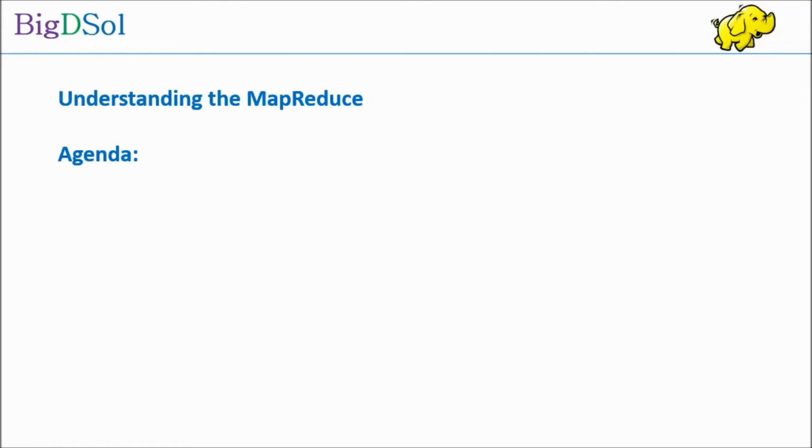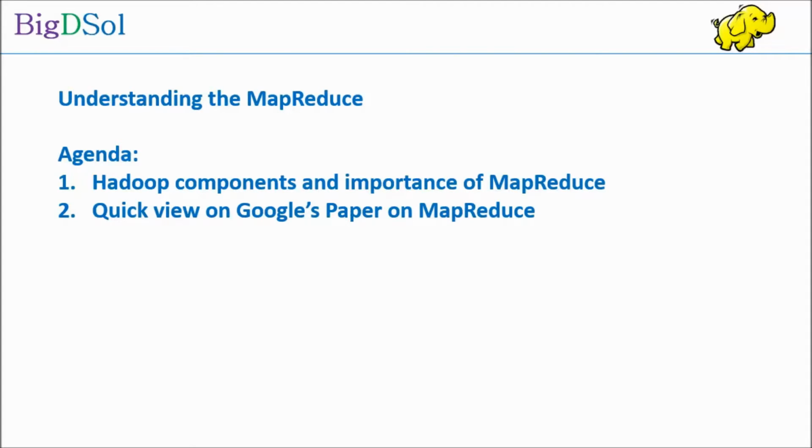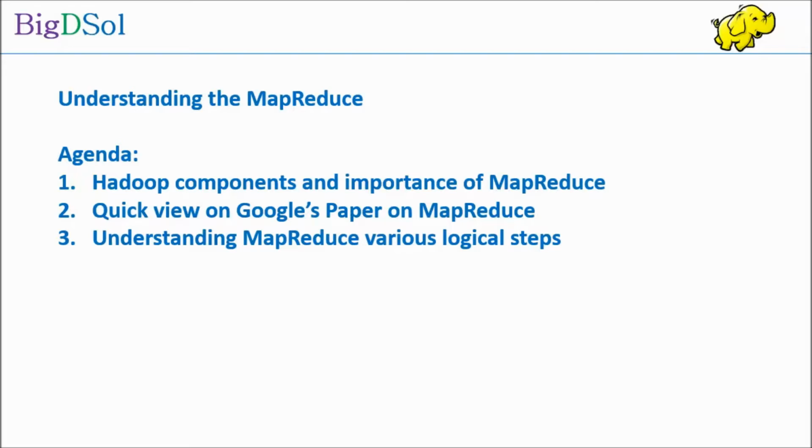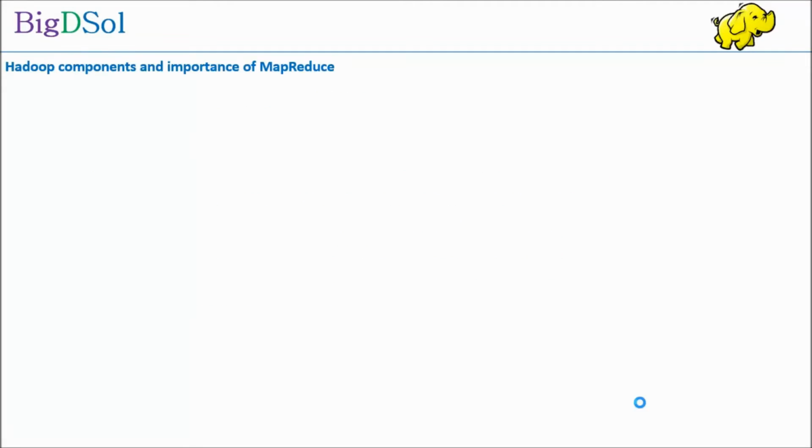In this video we will be covering Hadoop components and the importance of MapReduce. A quick view on Google's paper on MapReduce. Understanding MapReduce's various logical steps. Exploring the word count Java program in detail. And a few other facts about MapReduce.